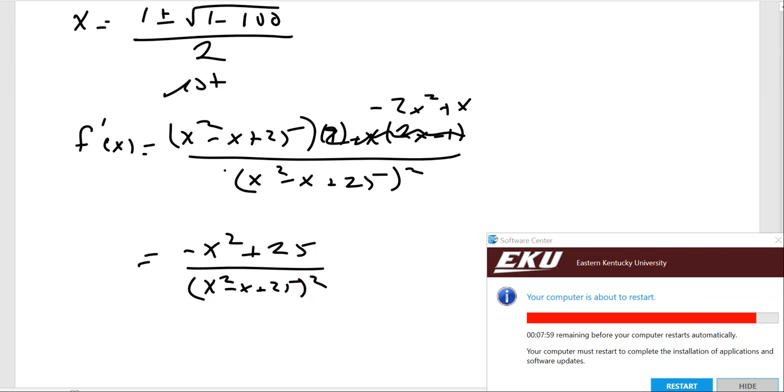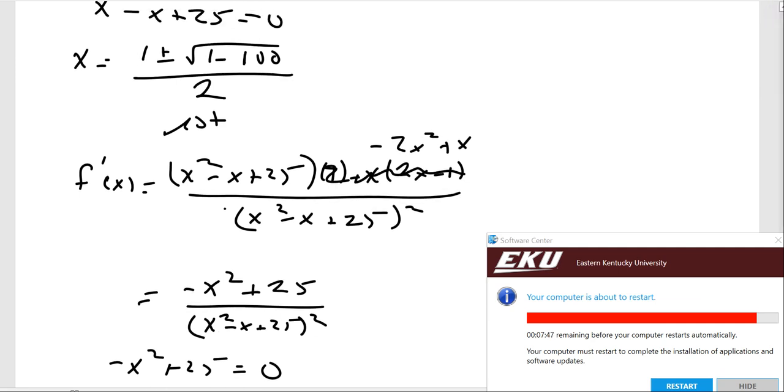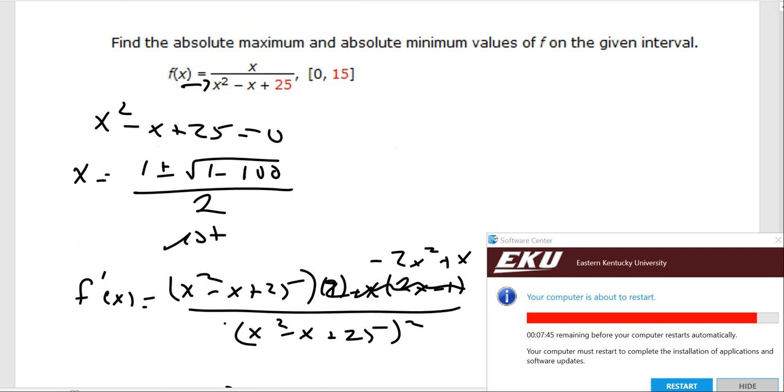All right, so where's that equal to 0? So where's -x squared plus 25 equal to 0? And that would be at -5 and 5. So now going back to my original function, I'm going to evaluate the function at the endpoints and at anything in between there. The -5 isn't in this interval, right? So all I have to worry about is f of 0, f of 5, and f of 15.